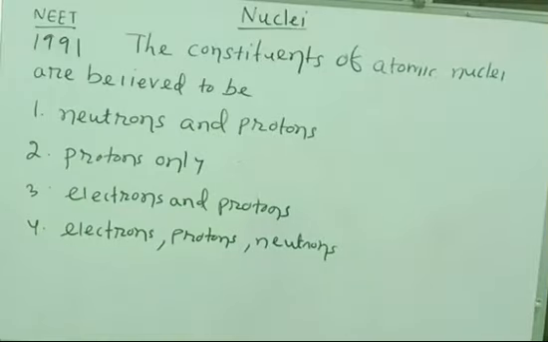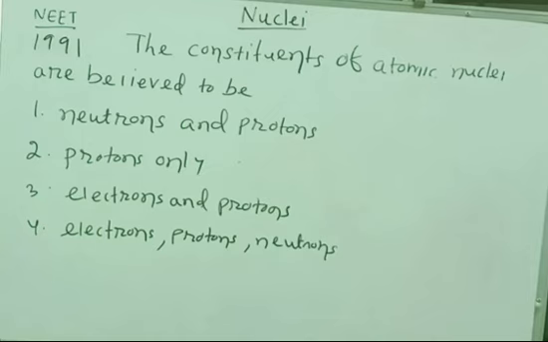Students, this question was asked in NEET 1991 from the chapter Nuclei. The constituents of atomic nuclei are believed to be: option 1, neutrons and protons; option 2, protons only; option 3, electrons and protons; option 4, electrons, protons and neutrons.